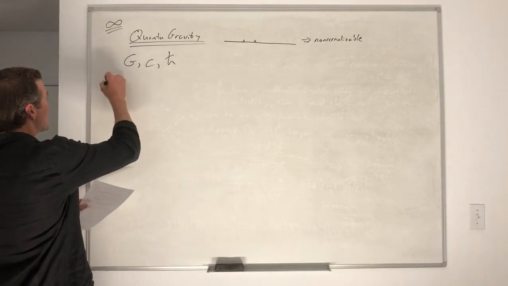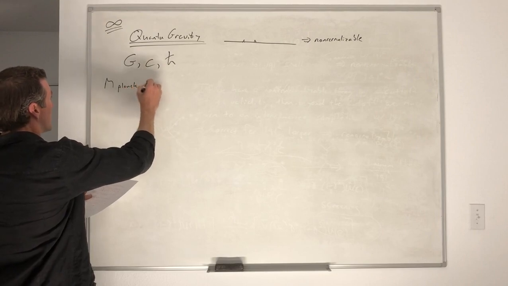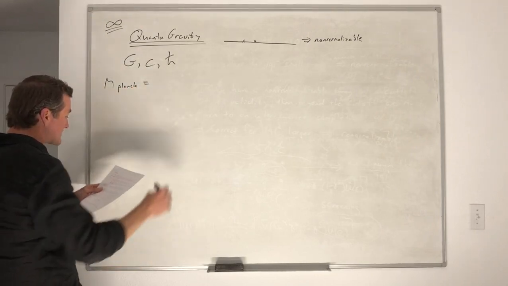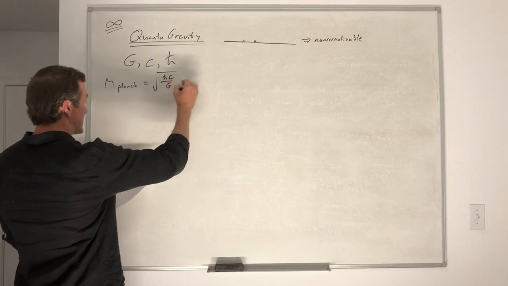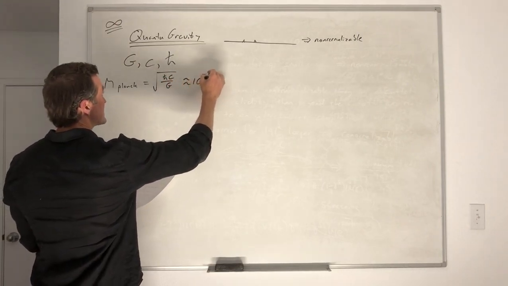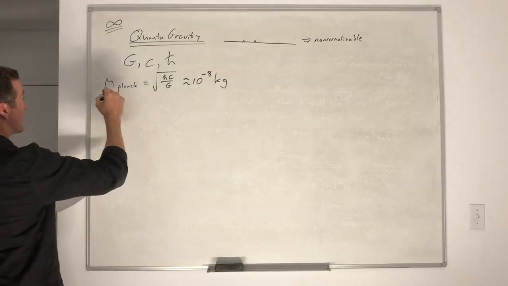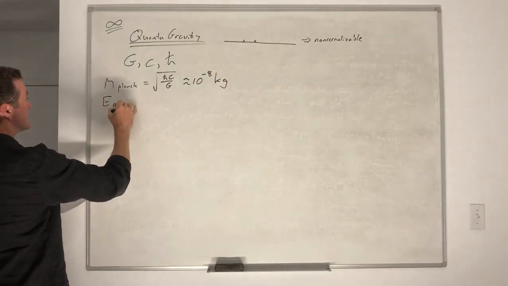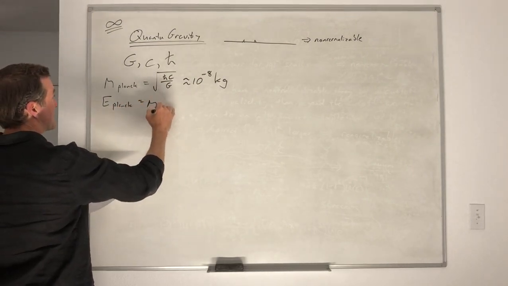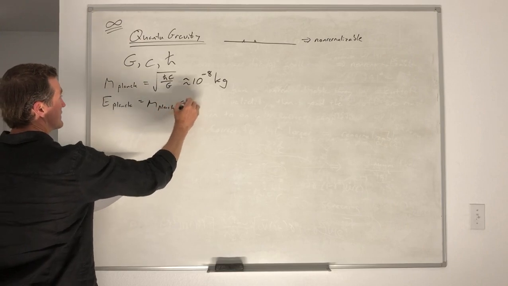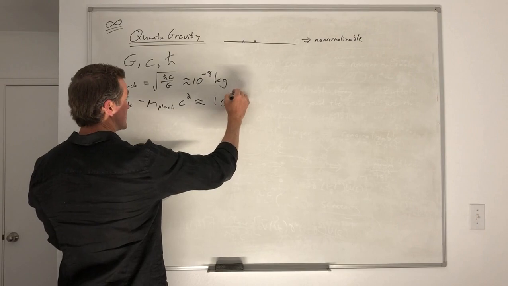So we can take these and we can extract several different limits. We can talk about a mass limit, in which case we do root h bar c over G. This turns out to be 10 to the minus 8 kilograms. We can do an energy scale, which is just the mass scale times c squared, which gives me 10 to the 19 GeV.